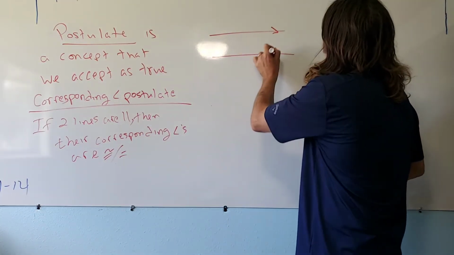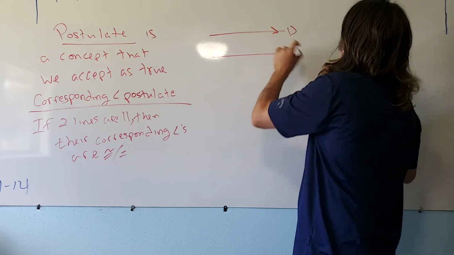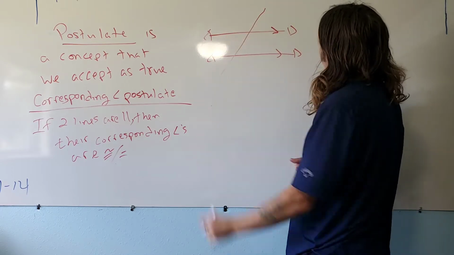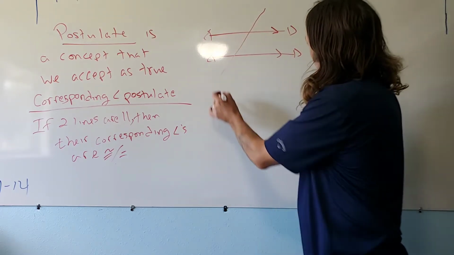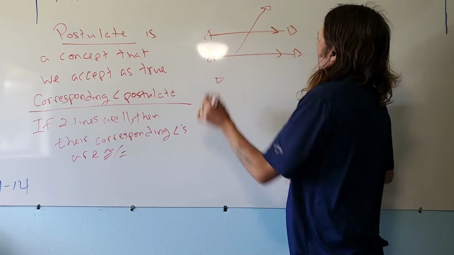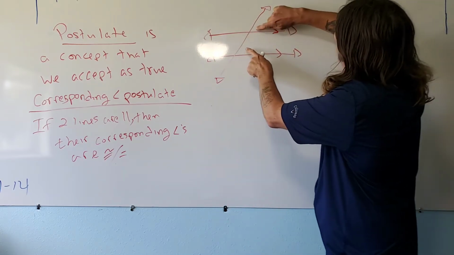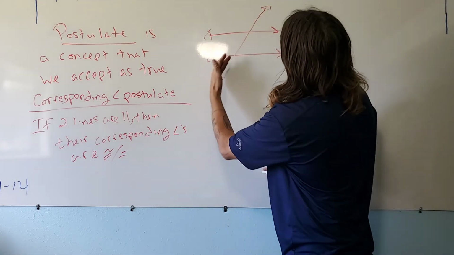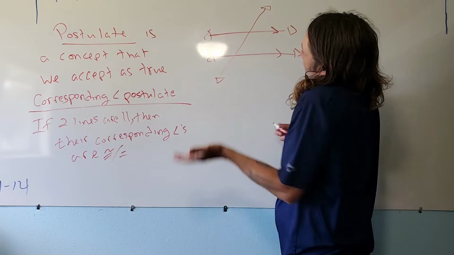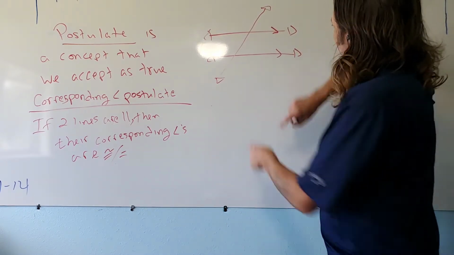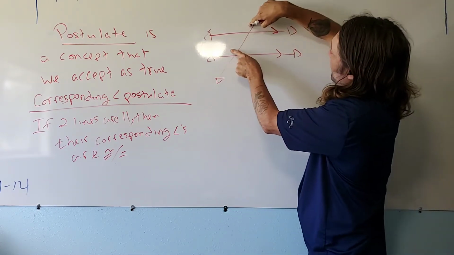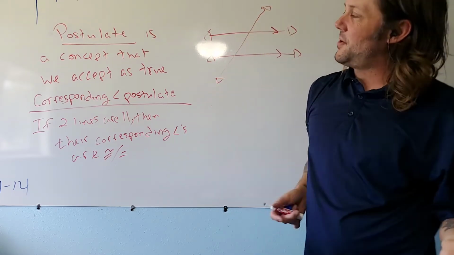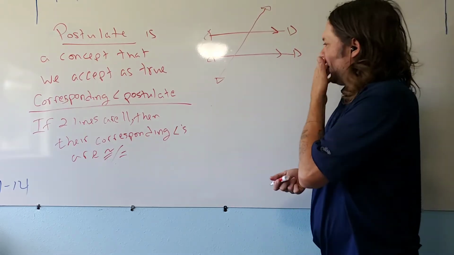So these lines are in fact parallel. The corresponding angle postulate is saying that since these lines are parallel, if I was to draw a transversal through them, it's literally saying that these angles must be the same because these lines are parallel. And it makes sense because the line is interacting with basically the same line. They're parallel, so there shouldn't be any difference. These should be the same, and these should be the same. So that's what we accept as true.